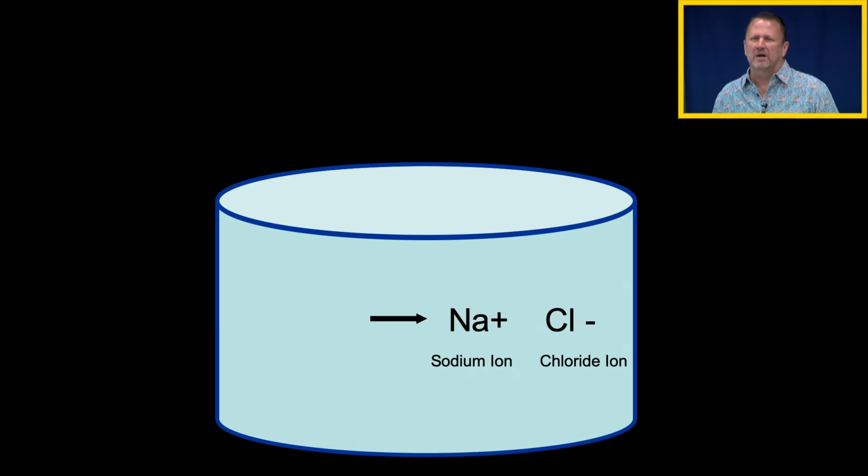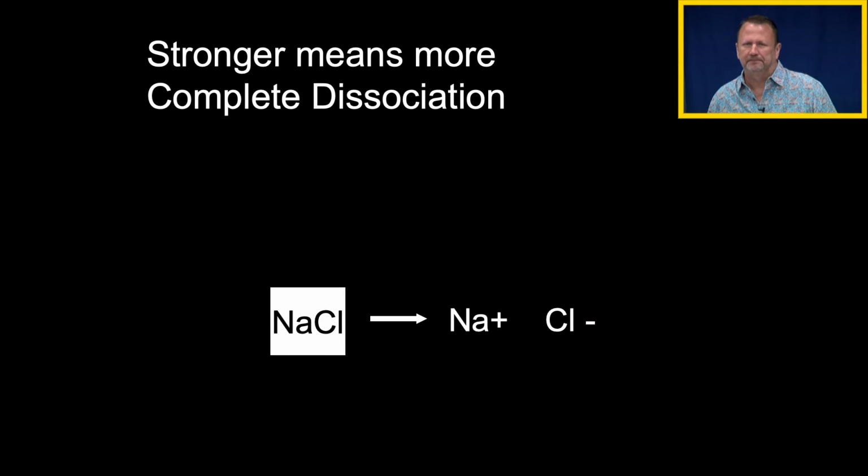And now we have sodium ions and chloride ions in the solution. We can't see them in their ionic form. But notice this arrow right here. Notice the equation has gone completely to the right. The sodium chloride in its powder form, in its solid form, has completely dissociated into its ions. And that's what strong means, complete dissociation.